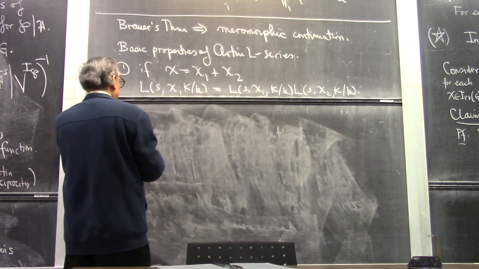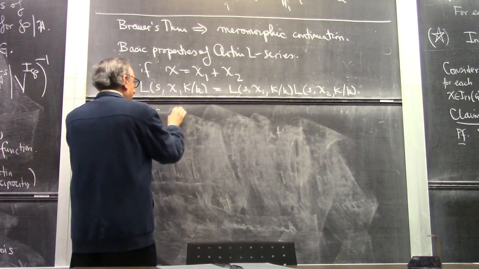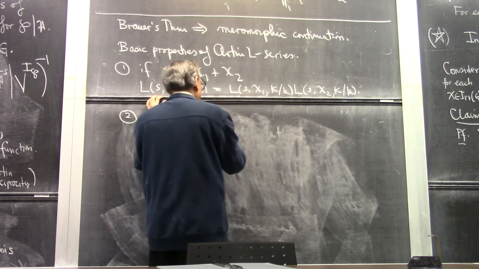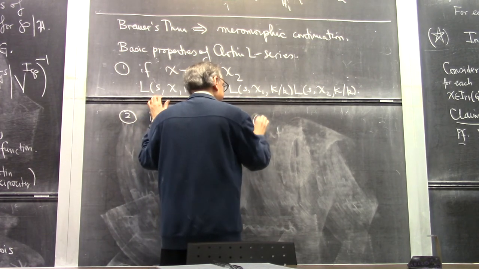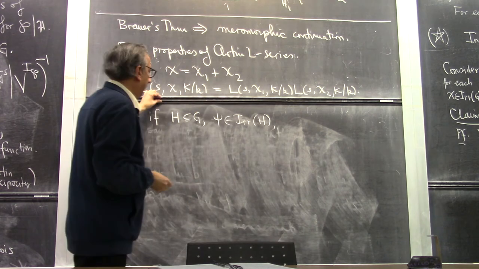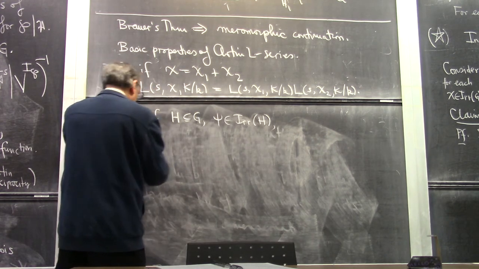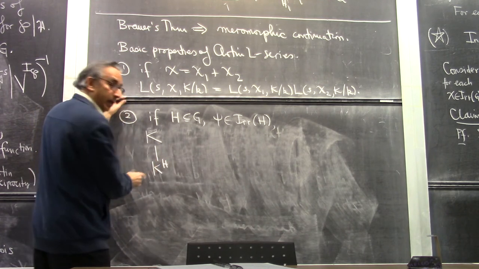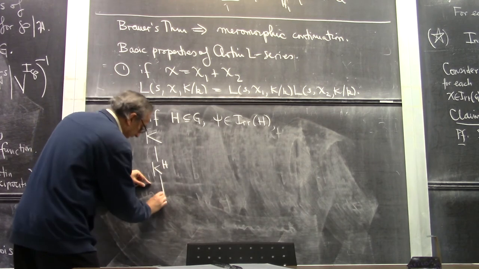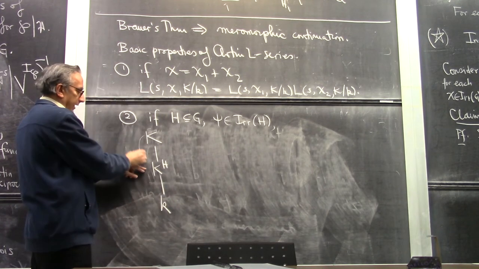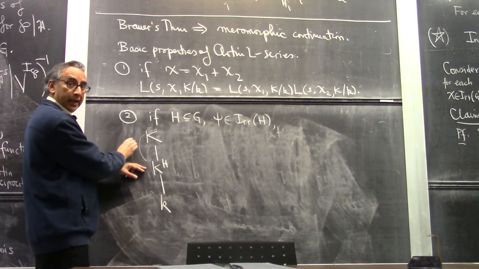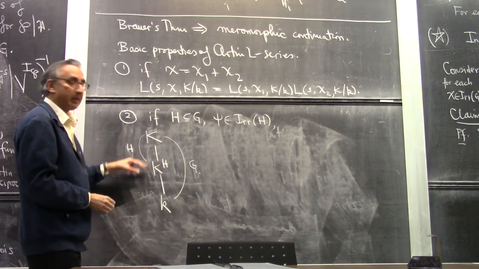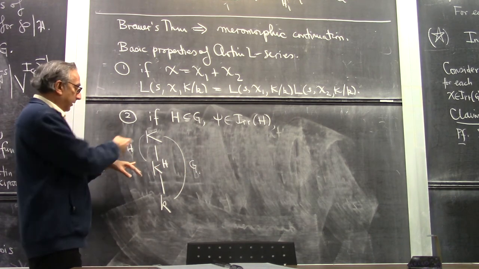Second, if H is a subgroup of G and psi is an irreducible character, let's have a look at the picture. Let's look at the subfield fixed by H. So we have a Galois extension here with Galois group H, and a Galois extension here with Galois group G. I'm not saying this H is normal. H is just a subgroup.